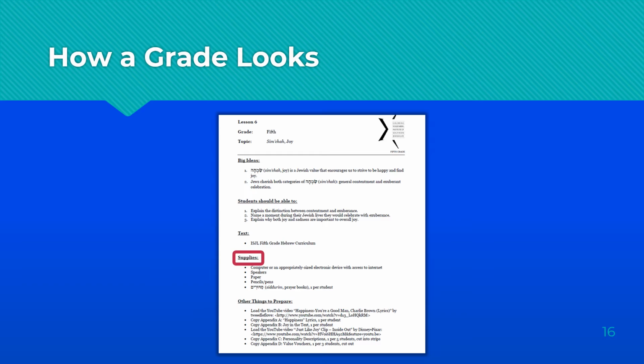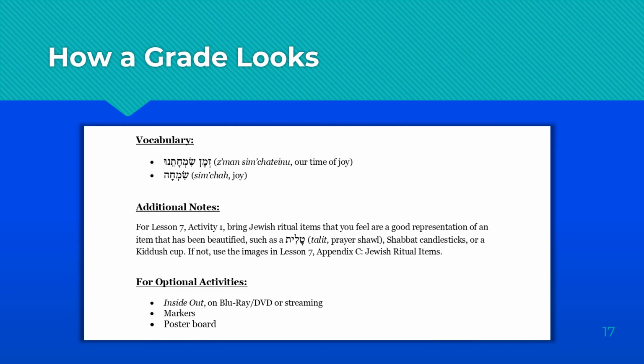After supplies, you will encounter the Other Things to Prepare section. For this lesson, the curriculum asks you to prepare copies of the attached appendices for the students and to load YouTube videos for them to view. Just after these sections, you will find the vocabulary section. Listed here are the Hebrew vocab words Ziman Simchatenu, which means our time of joy, and Simcha, or joy.